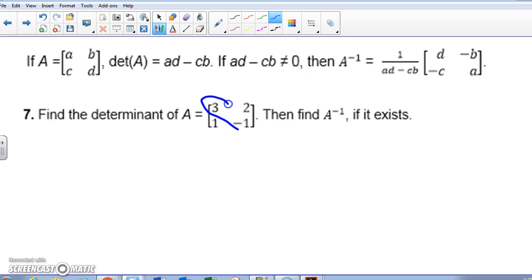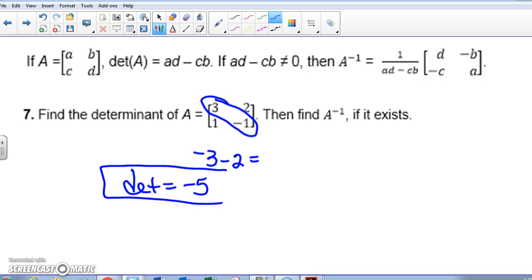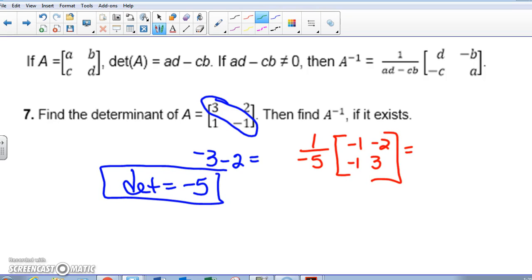What is the determinant of this one? I get the determinant is negative 5. Okay, that's the determinant in and of itself. If we wanted to do the inverse by hand, we'd have to do 1 over negative 5. Then we'd switch these, and we'd change the signs on these two. Anybody tell me what that's going to be? It's going to be 1/5, 2/5, 1/5, and negative 3/5.